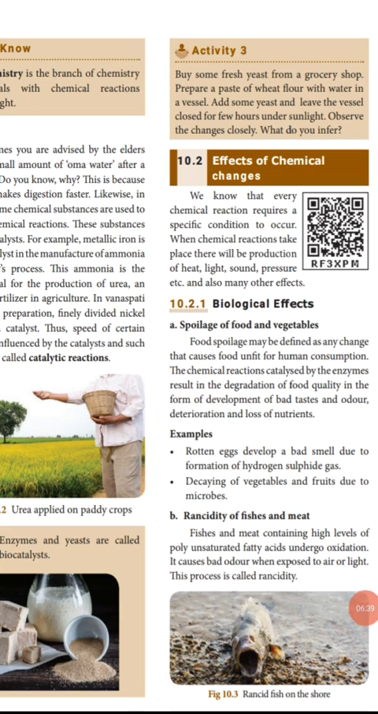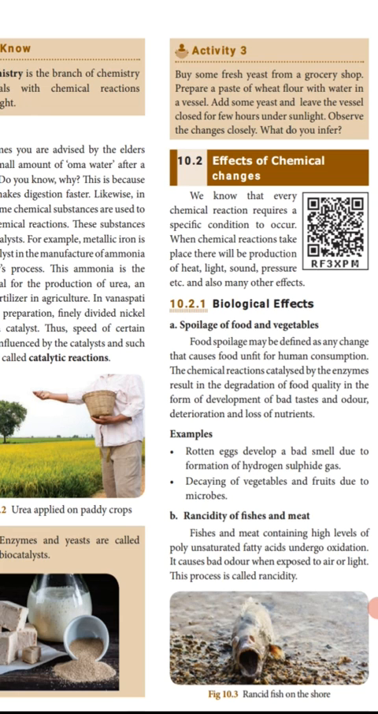Okay, next one, effects of chemical changes. You know that every chemical reaction requires a specific condition to occur. When chemical reactions take place, there will be products such as heat, light, sound, pressure, and many other effects. Okay, the biological effects: one is spoilage of food and vegetables.